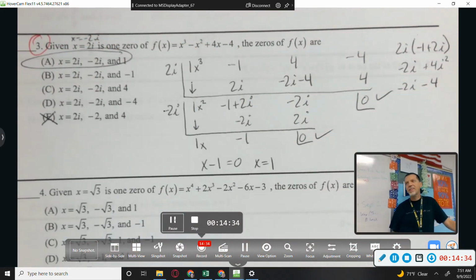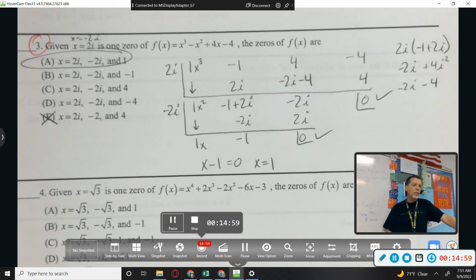Yes, sir. Why couldn't you just group the equation at the top? Oh, yeah, I should have done that. Yeah, that worked. Yep. Factor by grouping at the top, and then you'd have found all of them. Definitely a better way to go.